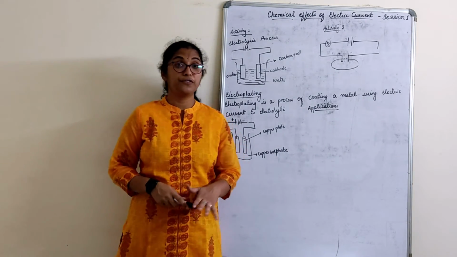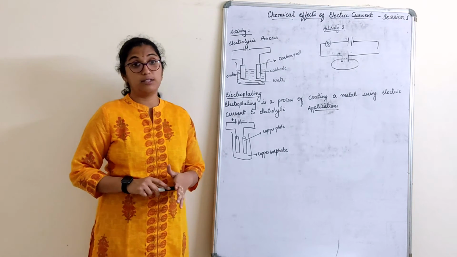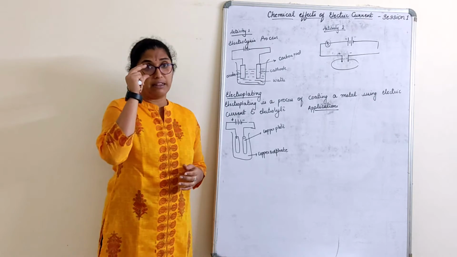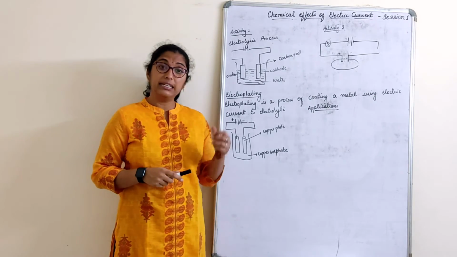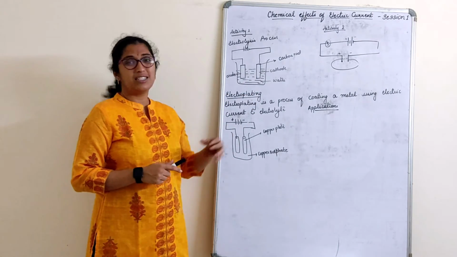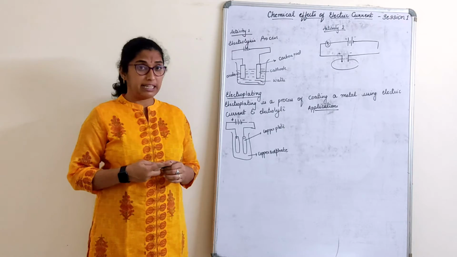So now, one of the main important concepts of this chapter is the electrolysis process. As I have told you, we will see some activities of this chemical effect of electric current. The one activity here is nothing but the electrolysis process. Here it's a very basic thing that we are studying, children. In detail, as I have told you, you have that in 10th.